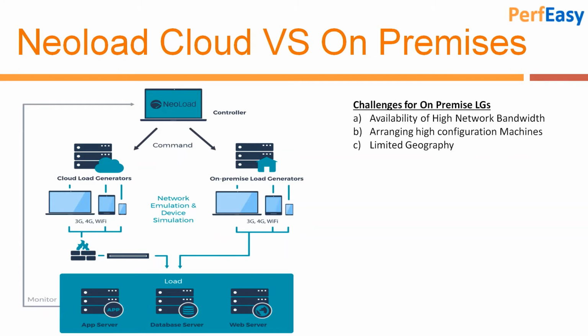Second one is arranging high configuration machines. When I say the 10,000 user load, let's assume a best case can be one machine can generate 2,000 users. So we need 5 machines to generate 10,000 users. When I say 2000 users can be generated with one machine, it depends on the size and complexity of the script, plus the logging that we are making, the data that is being generated by the application, etc. These are the factors that restrict the number of users that can be generated using one single machine.